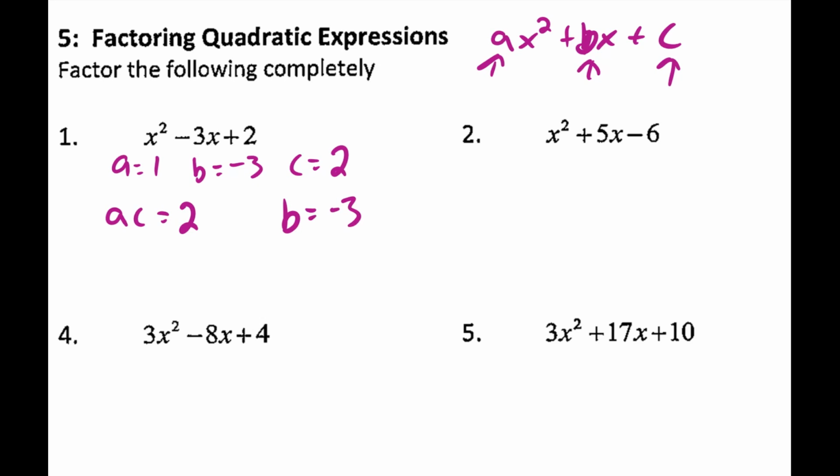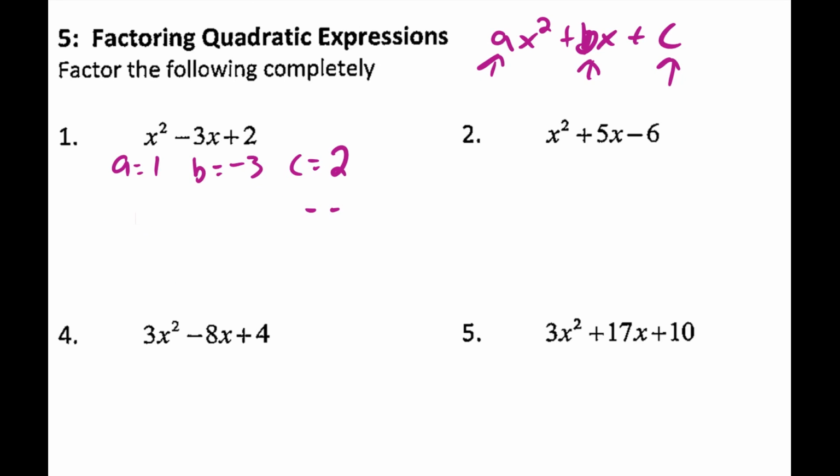What are 2 numbers that multiply to 2 and add to negative 3? And so those 2 numbers would be negative 1 and negative 2. If we were to multiply those together, they'd give us that. But if we were to add them together, they would give us that. So we're going to go ahead and use that and split this up.